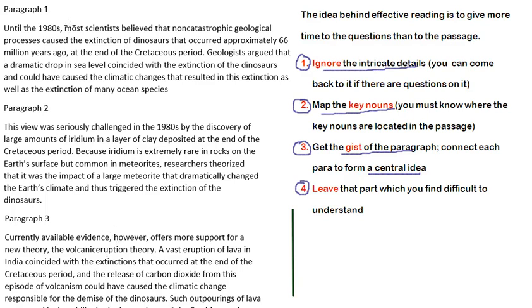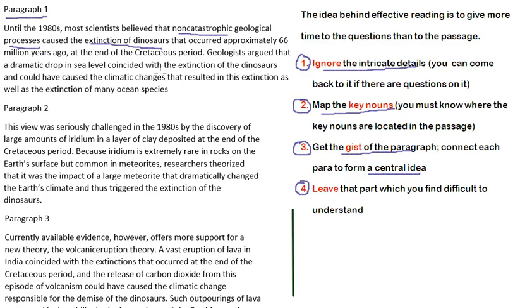The first paragraph tells us that until the 1980s, most scientists believed that non-catastrophic geological processes caused the extinction of dinosaurs that occurred approximately 66 million years ago at the end of the Cretaceous period. Now, it's a long sentence, but what does it talk about? It talks about the extinction of dinosaurs and how it must have happened through some non-catastrophic geological process. So we get to know that the passage seems to be talking about the extinction of dinosaurs.